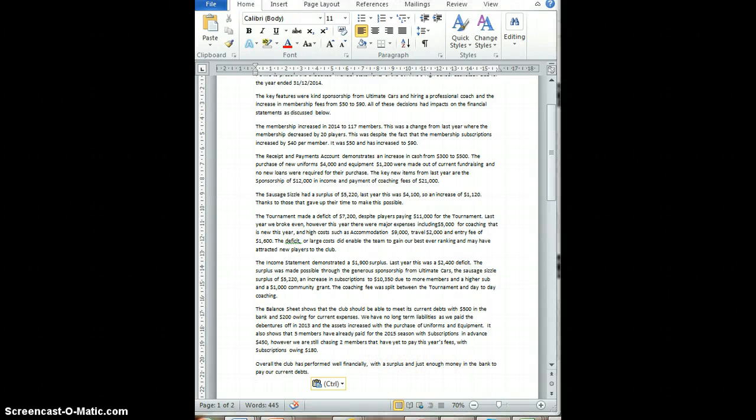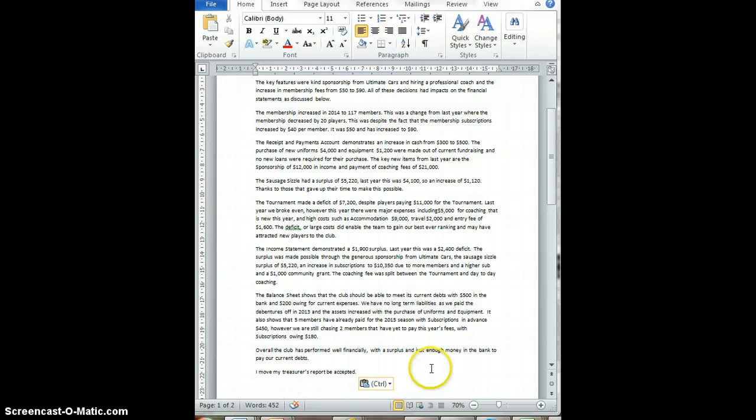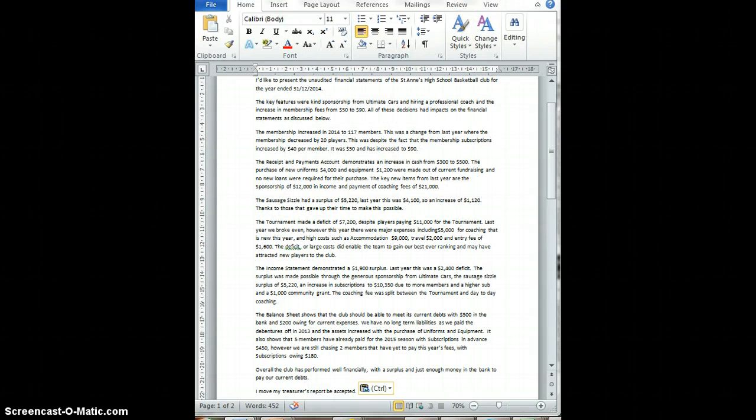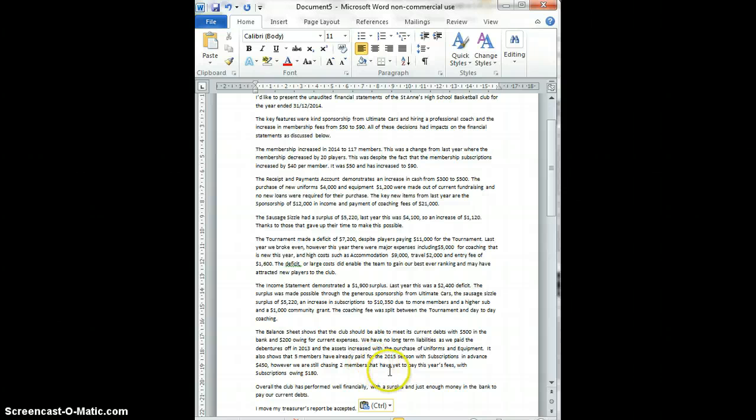So you've got just one last line to go, and that is to move the Treasurer's report be accepted. And once you've done that, that's great, because they'll vote on that, they'll be accepted, there'll be questions, and there might be some questions. Hopefully you've answered all those already. And that's your job for the year. Well done.